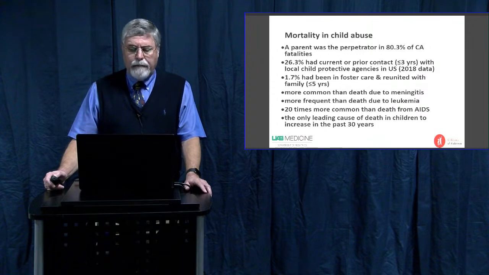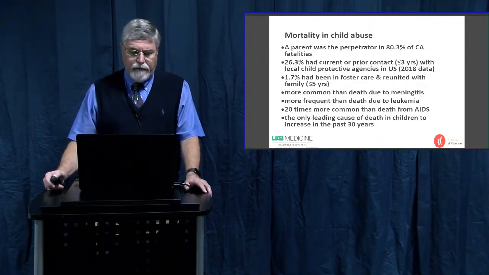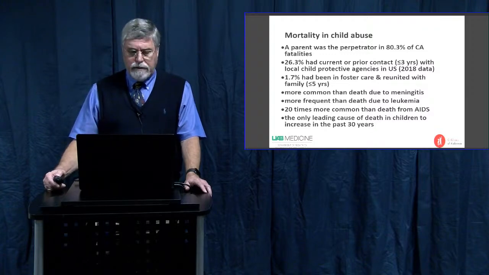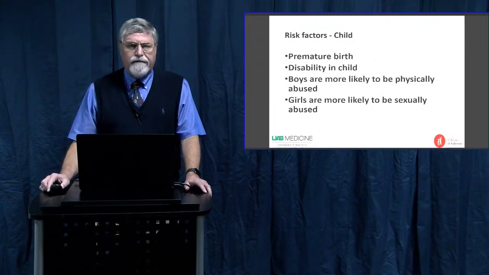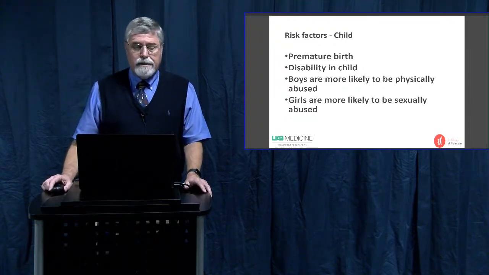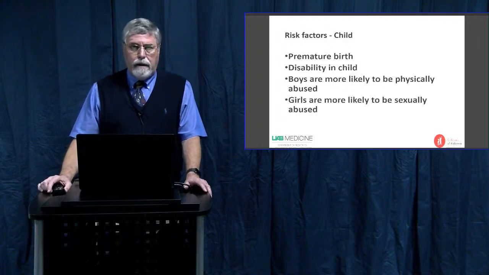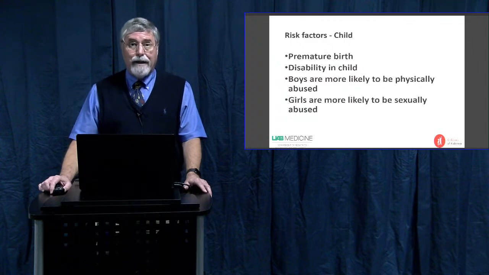And it is more common than deaths due to meningitis, leukemia, AIDS, and is one of the few leading causes of death to increase in children. There are risk factors that put the child at greater risk for maltreatment, which if you're evaluating a family or a child in front of you, is not going to help you at all. But if you're trying to prevent child maltreatment, it's where you'd want to put the money.